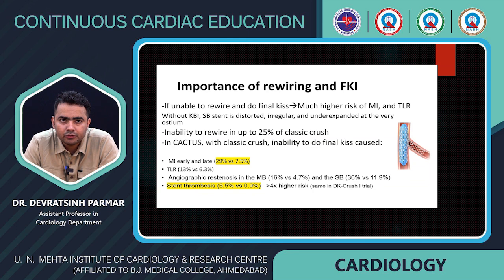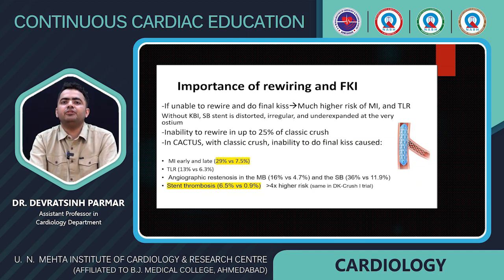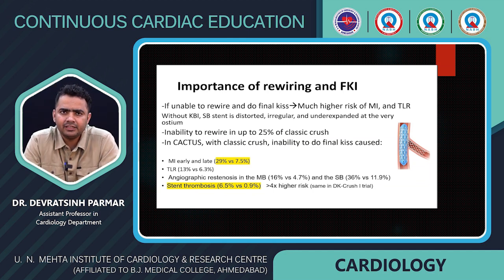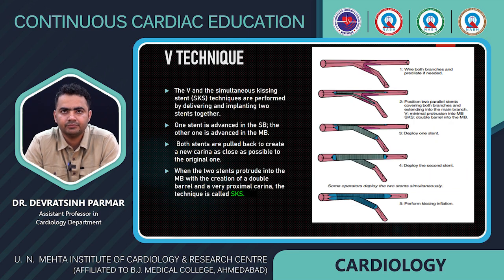Now what is the importance of your rewiring and final kissing balloon inflation? See what happens if you're unable to rewire. There is very high risk of MI and target lesion revascularization. Without final kissing balloon inflation, the side branch stent is usually distorted, irregular or underexpanded, so it leads to an increased risk of MI. Inability to rewire leads to 25% in classic crush. In CACTUS with classic crush, inability to do final kissing caused MI in 7.29 versus 7.5%, while TLR was 13%. So it's significantly higher.